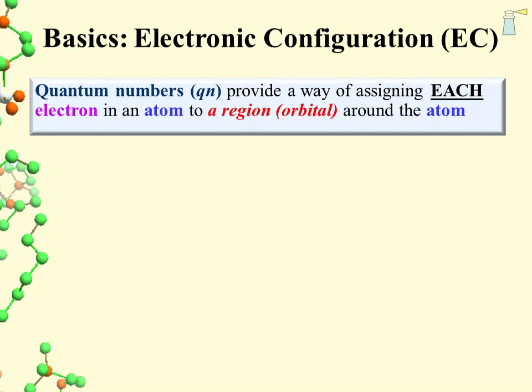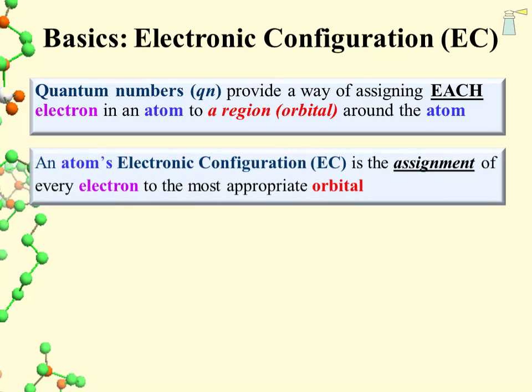Central to electronic configurations are the quantum numbers. These mathematically produced values provide a way of assigning each electron in an atom to a region, we'll call them orbitals, which is around or about the atom. An atom's electronic configuration is the assignment of every electron to the most appropriate orbital. As such, much or all of the area around the nucleus will be assigned one or more orbitals.